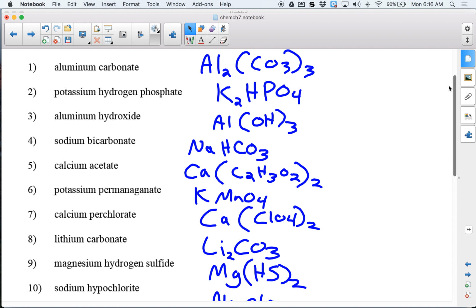Okay, what's the charge of aluminum? What's the charge of the carbonate ion? What's the charge of potassium? What's the charge of hydrogen phosphate? Just go down and put the charges above all of them. It makes it a little bit easier to come back where you're not having to flip back and forth all the time.